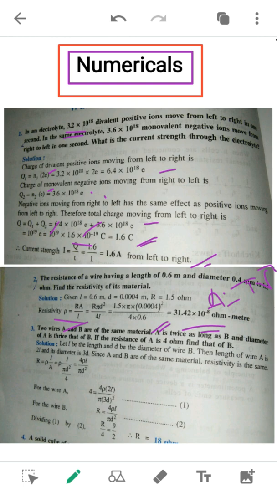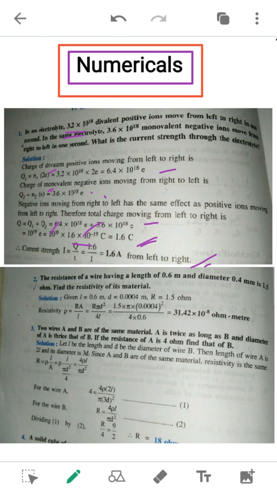Next we'll go to the third one. Two wires A and B are of the same material. A is twice as long as B and the diameter of A is thrice that of B. If the resistance of A is 4 ohm, find that of B. Now let L be the length and D be the diameter of wire B. The length of wire A is 2L and diameter 3D. Okay, so we will see the resistance, and the resistivity will be the same, it is given, right?